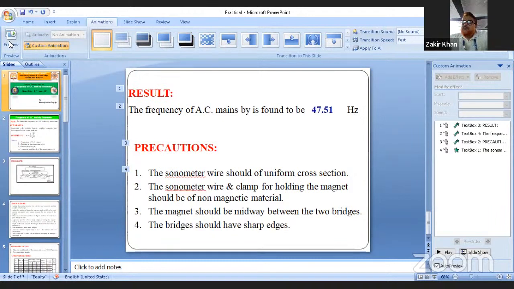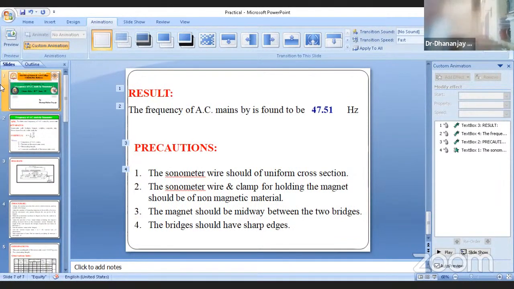What is sigma, beta? Sorry, sir. Okay. My next question is, if you increase the load, what happens to the loop formed in between the bridges?